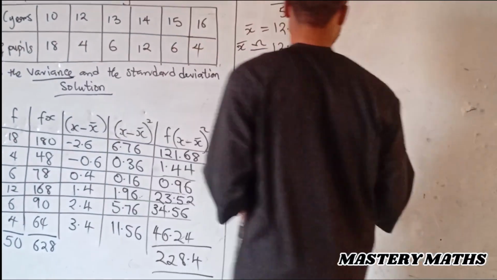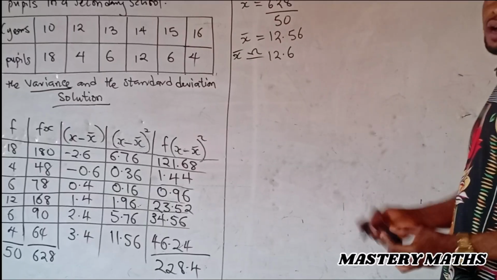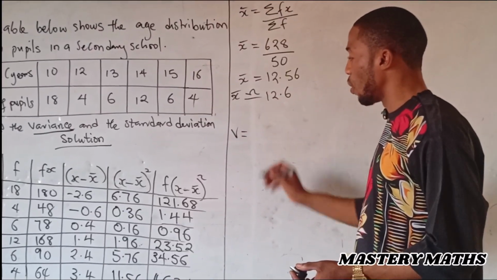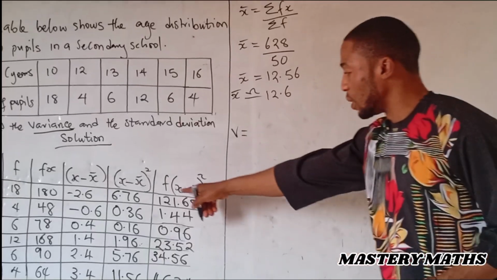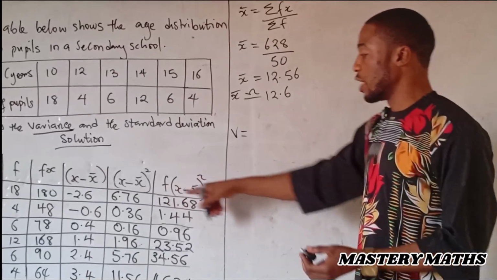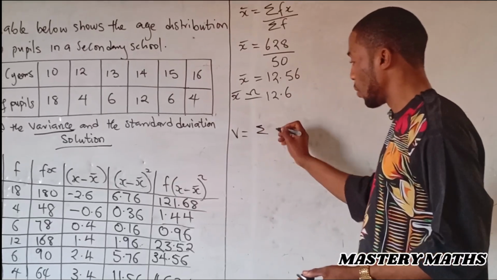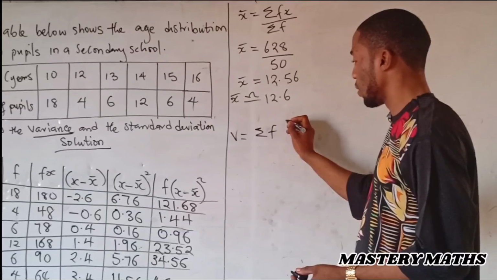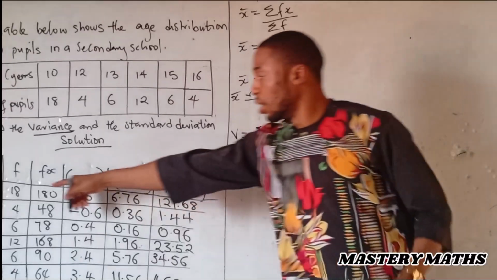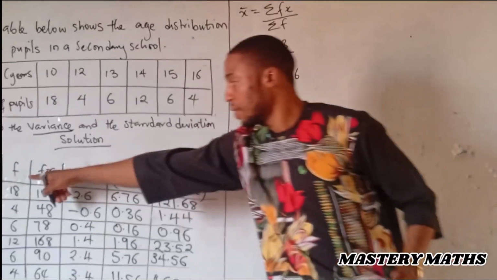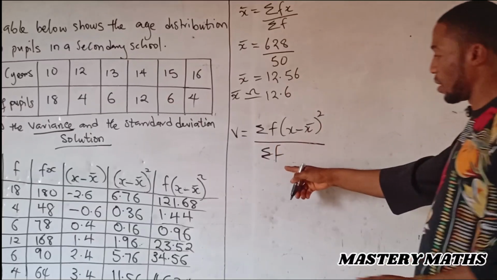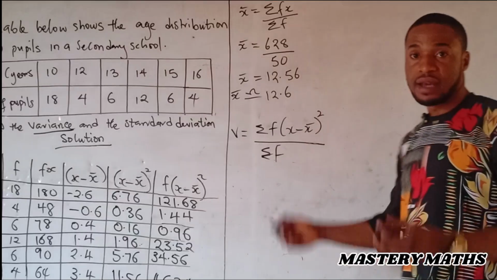Before we can search for the variance, we need to put the formula for variance. What is the formula for variance? Variance is equal to, listen up now, we take this value here, because that was the reason we solved for this. You say sum of this value over the sum of the frequency. Have you seen it now? With the help of this, we're able to get our variance.